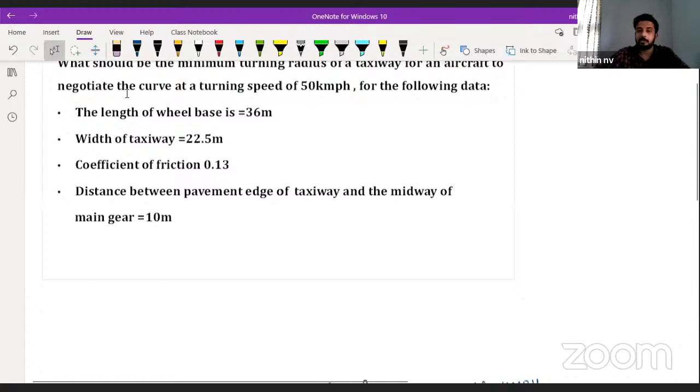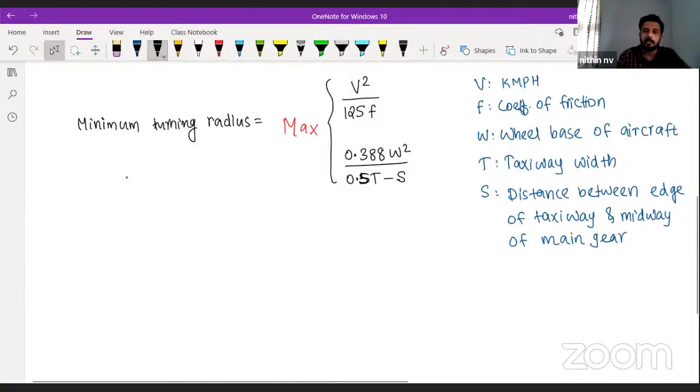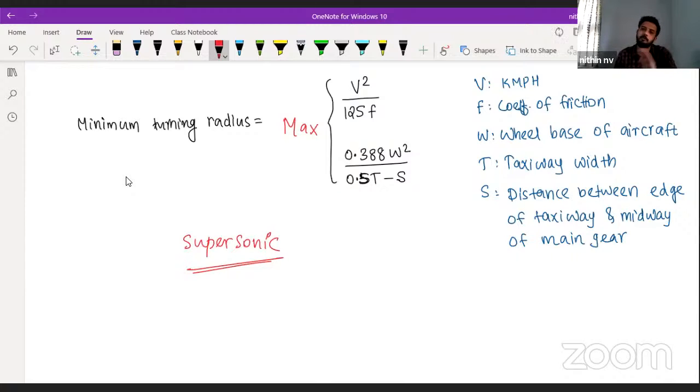One extra thing I'm telling here: in case they say it is supersonic, sometimes the same airport or same runway or the same taxiway can be used for a supersonic vehicle also, which means it is going to be very high speed. If it is supersonic, then we have to consider one more data, which is 180 meter.